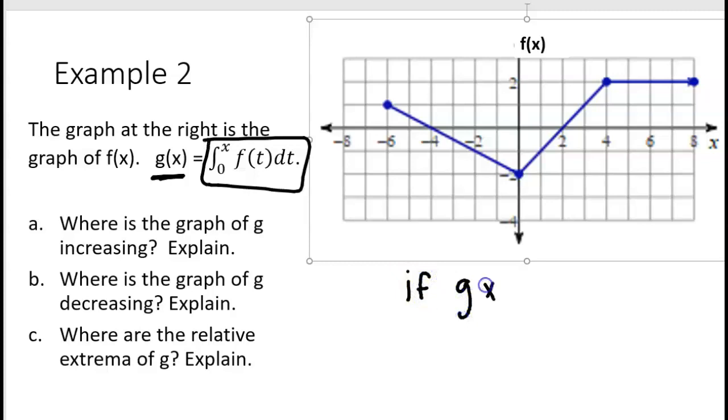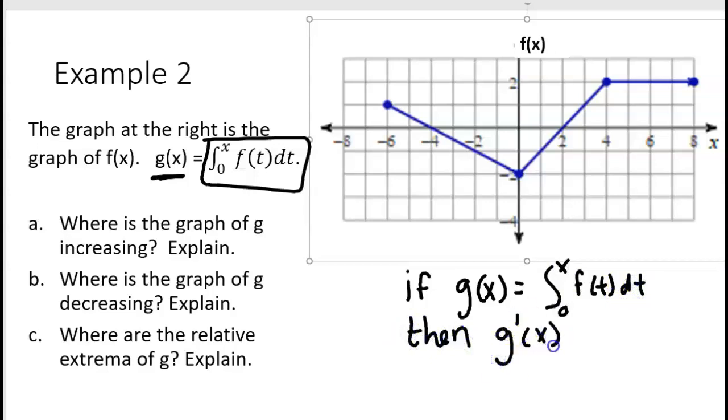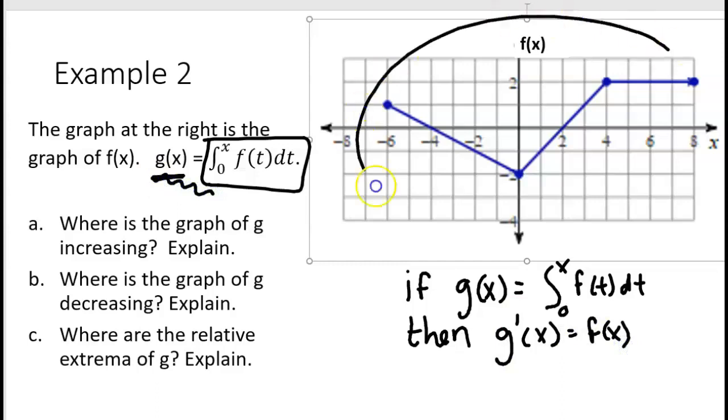So if g of x is equal to the integral from 0 to x of f of t dt, then, because of the second fundamental theorem of calculus, g prime is equal to f of x. So the derivative of this integral function over here is this graph. That graph is the derivative of g. So you can think of that as a derivative graph.